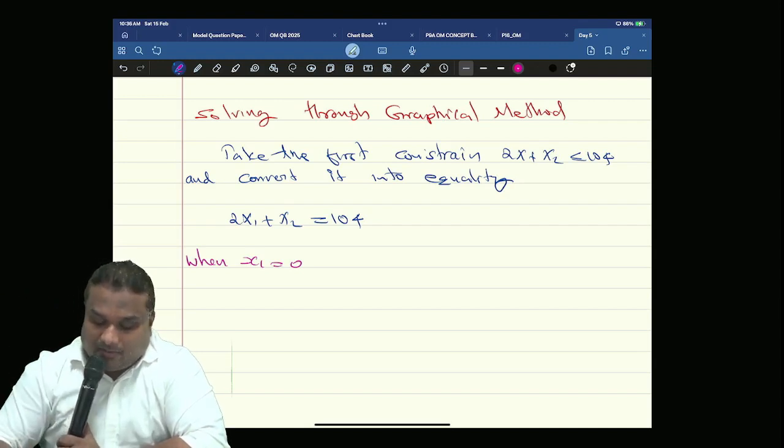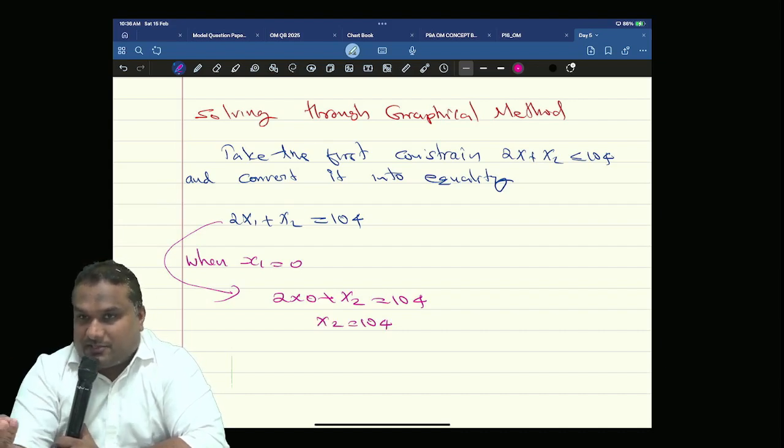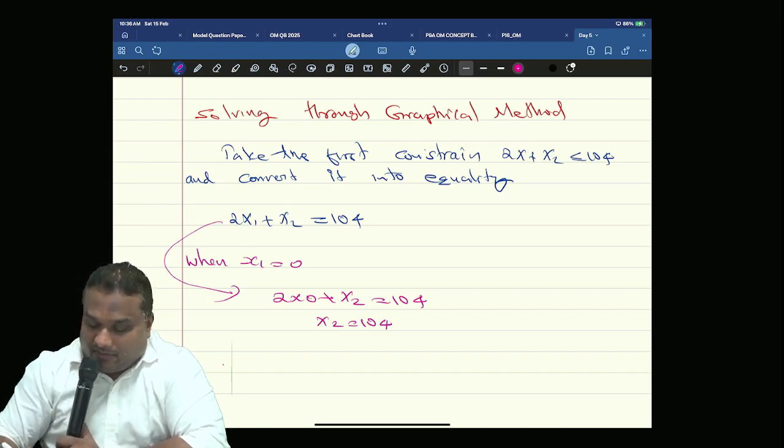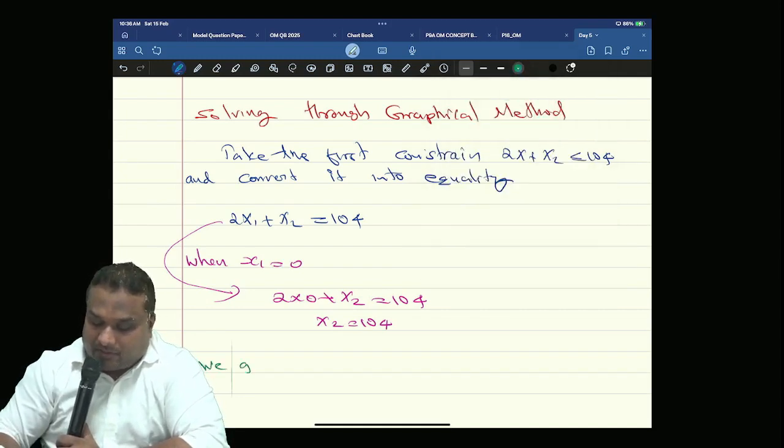Now when x1 is equal to 0, look at the equation: 2 into 0 plus x2 equal to 104. That is, x2 is equal to 104. Tell me, 104. So when x1 is equal to 0, we got the value of x2 is equal to 104. Now on the bottom you write, we got a point in the graph.